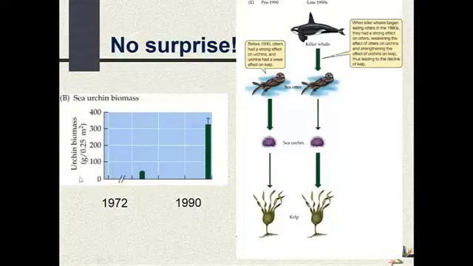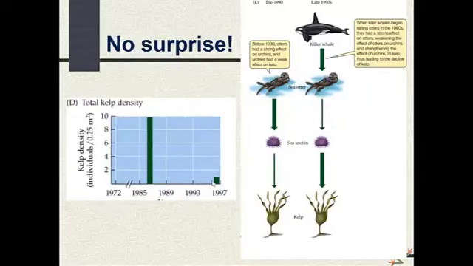What you see in the next slide is the effect on sea urchins. You have the urchin biomass here in the y-axis, and again you have the years 1972 to 1990 on the x-axis, and you can see that the urchin biomass was very low before 1990, and after a little recovery period, you had more than 300 grams per quarter of a square meter. So that's a lot of sea urchin. And again, you're not surprised, since fewer otters can eat fewer sea urchins, the sea urchin population should recover.